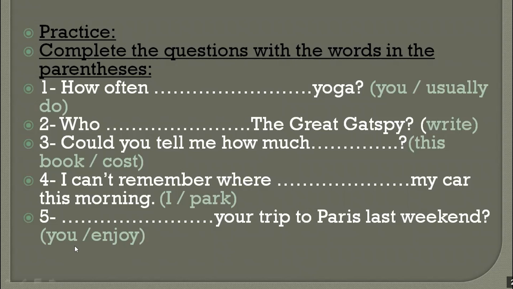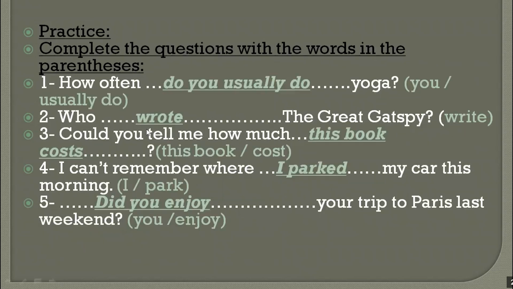Okay, let's take a look at the answers. How often do you usually do yoga? We're supposed to use an auxiliary verb here. Why? Because this is a normal question. How often do you usually do? That's a normal question. So we have to use an auxiliary verb here in the situation. Because that's a normal question, actually.